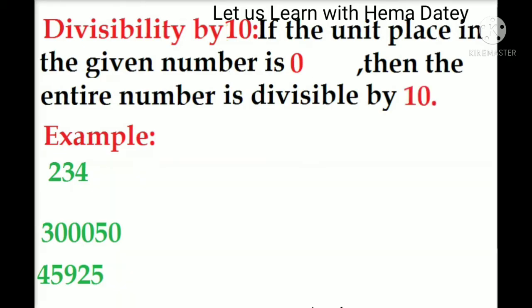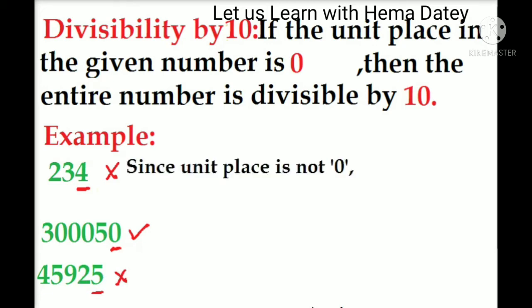Let's check the divisibility of these numbers by 10. First number is 234, unit digit is 4, so obviously it is not divisible by 10. In second number, unit digit is 0, it is divisible by 10. Third number, unit digit is 5, it is also not divisible by 10.